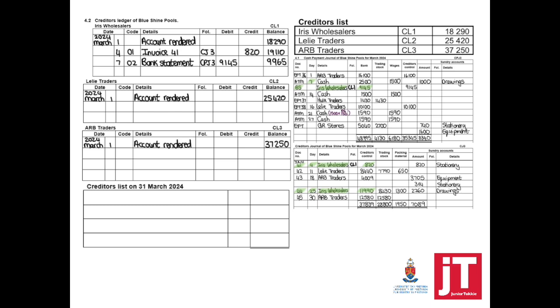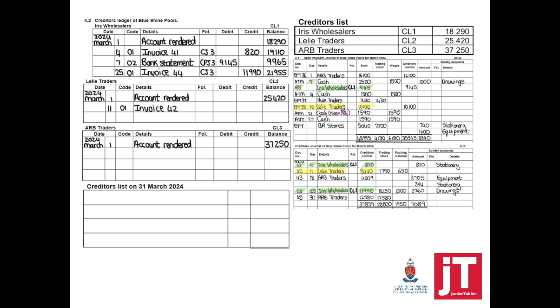Then on day 25, from the creditors journal, it means that goods or items were purchased on credit. Invoice number 44 from the creditors journal, account credited 11,990, so my new balance is 21,955. Now we've indicated all the transactions which were posted to the individual's account. Now we can go to Lily Traders.